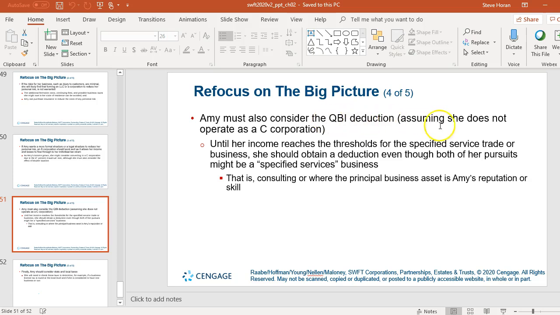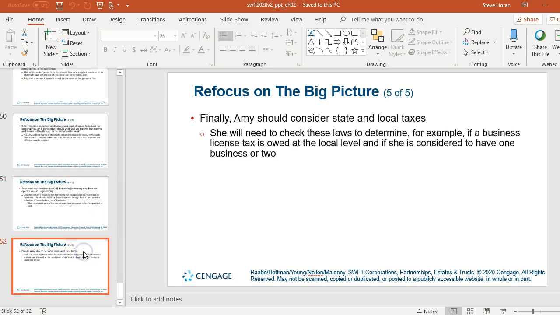And of course, the QBI deduction is important. Obviously, if she's a C Corp, there is no QBI. Until her income reaches the thresholds of the specified service trade or business, she should obtain a deduction even though both her pursuits might be specified services. Consulting, or where the principal business asset is Amy's reputation or skill. So it's possible, we don't know for sure. Finally, she should consider state and local income taxes. And of course, this would just depend on what state she is in.